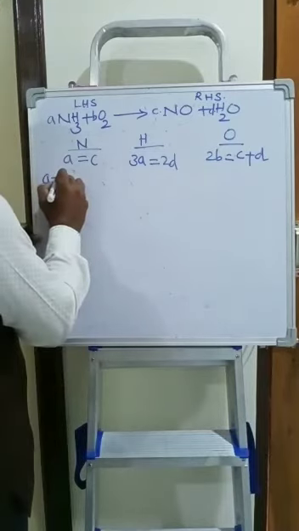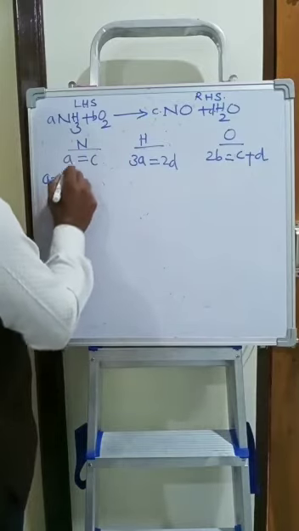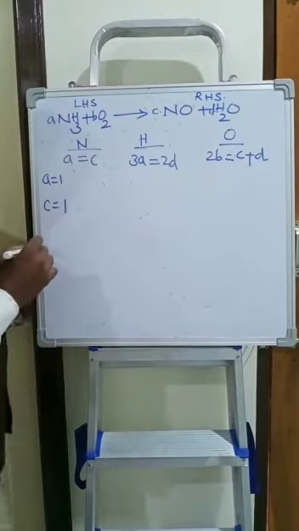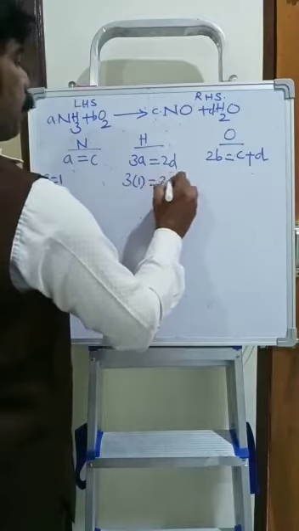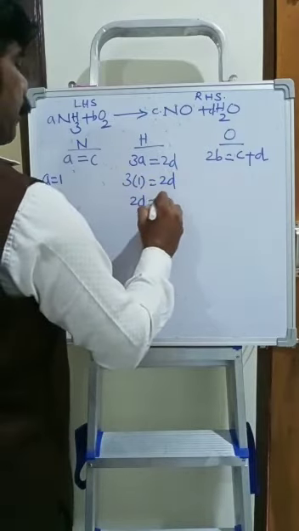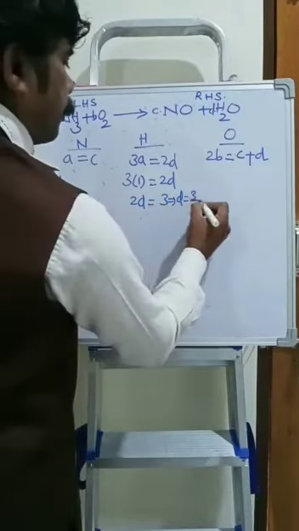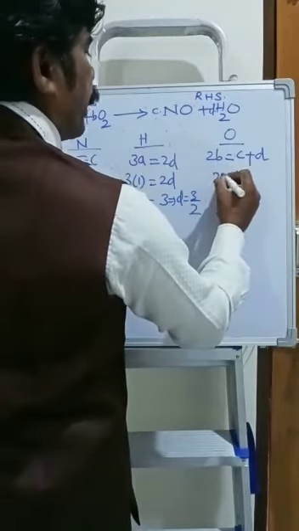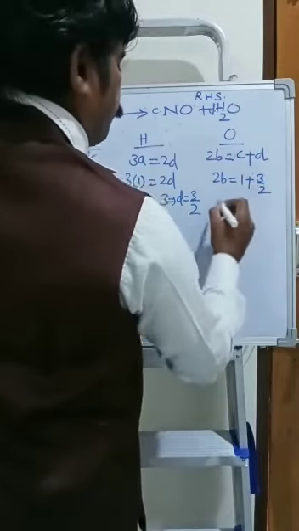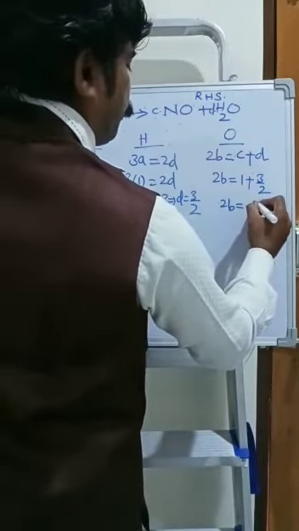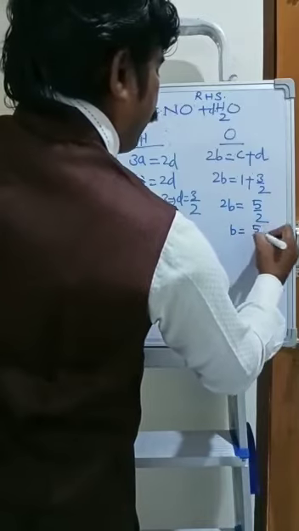Taking any one of them first, let A be equal to 1. Since A is equal to C, C becomes 1 also. Substituting the A value 1, 3 into 1 is equal to 2D. So 2D is equal to 3, then D is equal to 3 by 2. In the oxygen equation, 2B is equal to C plus D, C is 1, D is 3 by 2, so 2B is equal to 5 by 2. B is equal to 5 by 4.